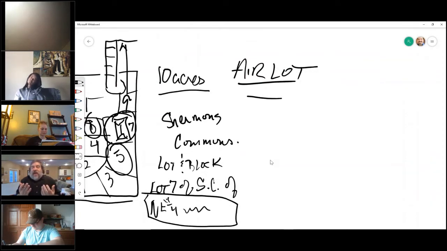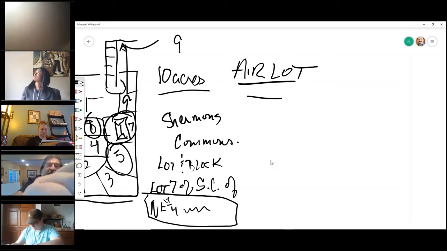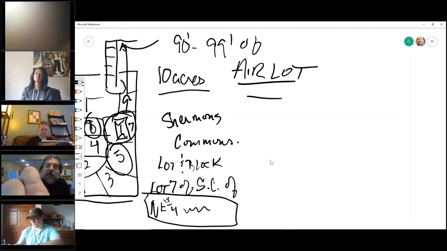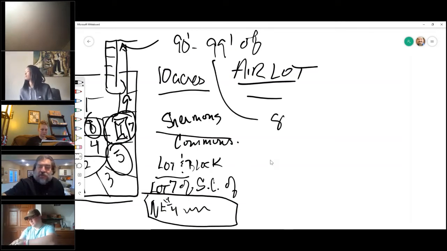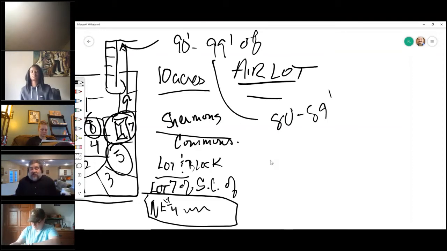Because if you looked at our map, we have only been talking about east and west and north and south, tiers or ranges running east and west. We actually live in three dimensions, so we've got to worry about the height. Because someone actually lives in 90 to 99 feet of Sherman Commons, lot 7 per plat book 1, and someone else lives in 80 to 89 feet of lot seven of Sherman Commons. So we have to worry about the elevation and make sure that when we create these condos, we identify specific air lots for people to live in.